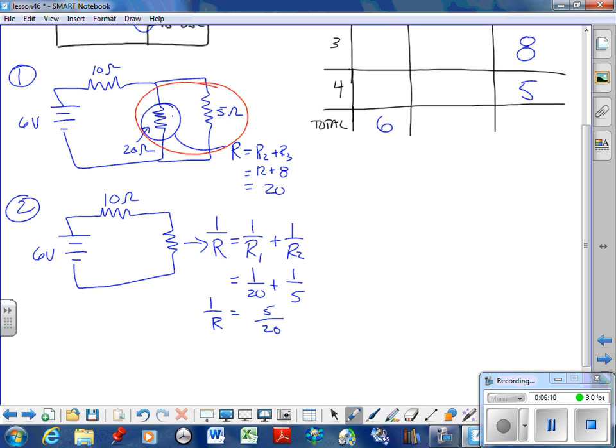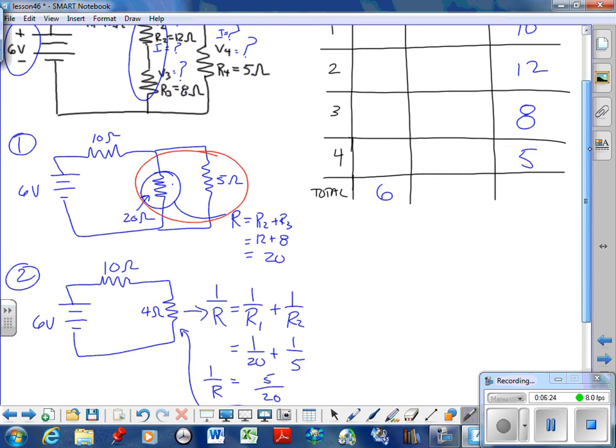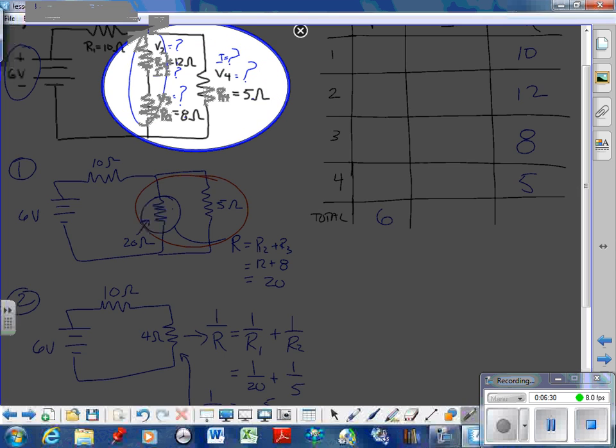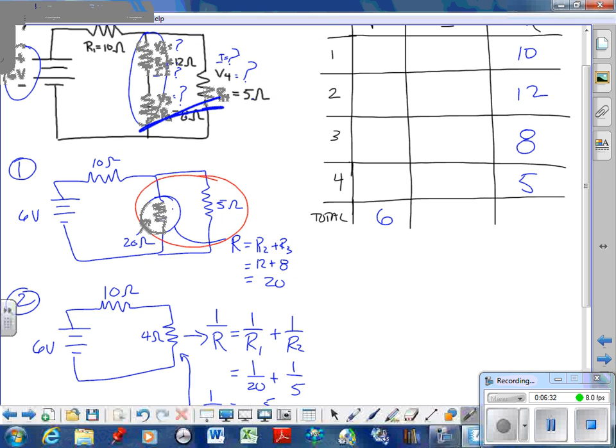Please remember, though, you have to flip the fraction. 20 divided by 5 is 4 ohms. So that resistor there is the equivalent of 4 ohms. Okay, so just try to draw this properly here. So this circuit right here, that component, has been reduced down to 4 ohms. So we have got it down to one pathway here.